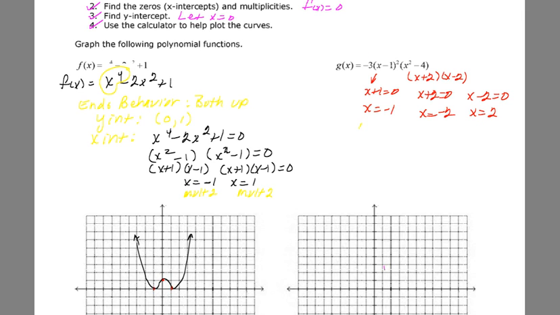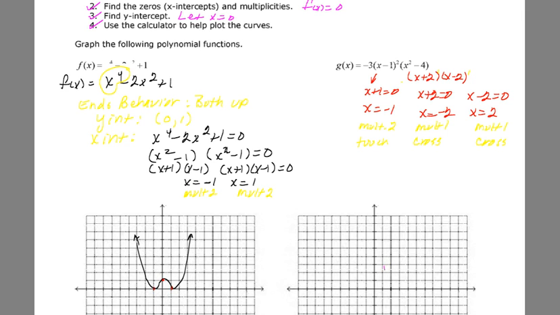This guy has multiplicity 2. These two each have multiplicity 1 because the degree was 1. So I should be crossing at these two values of 2 and -2, and touching at the value of -1. So I should touch, cross, and cross. We'll see if that happens. Oh, end behavior. Completely forgot about that one.